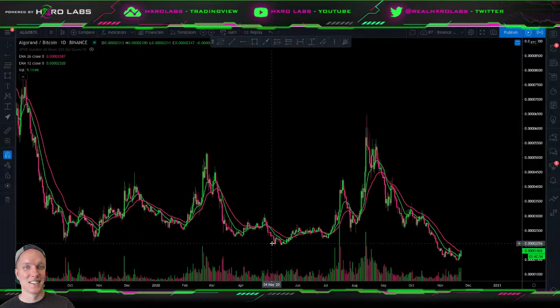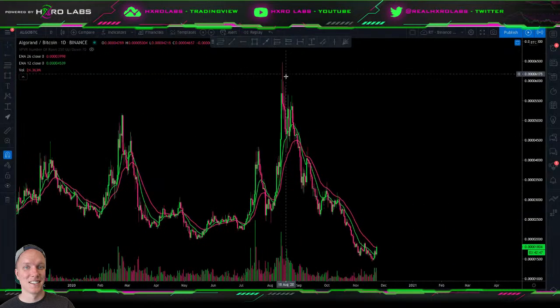Does it mean it can't go up? Nope. But I bet there's better options as far as this next little cycle. Because keep in mind, this is a downtrend. It has not reversed yet, right?